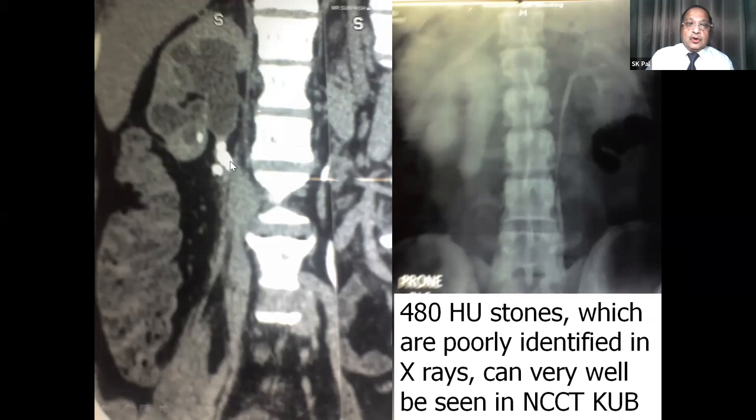This is a case where a complication had taken place, avulsion has taken place, and this case was referred to me later on. You can even identify one stone fragment has gone out of the system and is lying outside. So much information you can get by CT, which you are not getting through the X-rays.